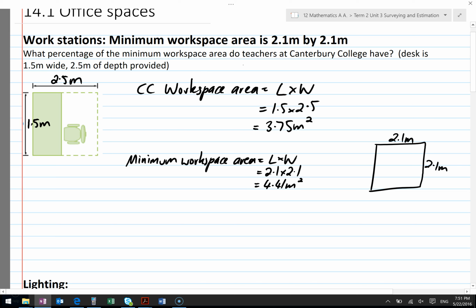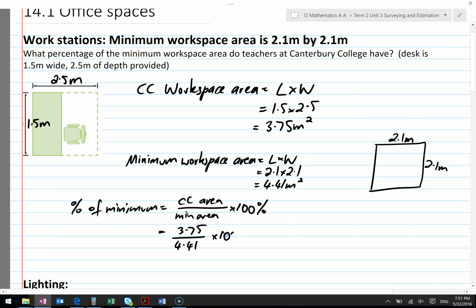Okay, so we've got a part divided by a whole. So percentage of the minimum is the CC area divided by the minimum area times 100 to make it into a percentage. So my 3.75, divide that by 4.41, and then convert it into a percentage. Okay, I'll do that. Hopefully I get something less than 100. If I don't, I'm in trouble. 85.03%.